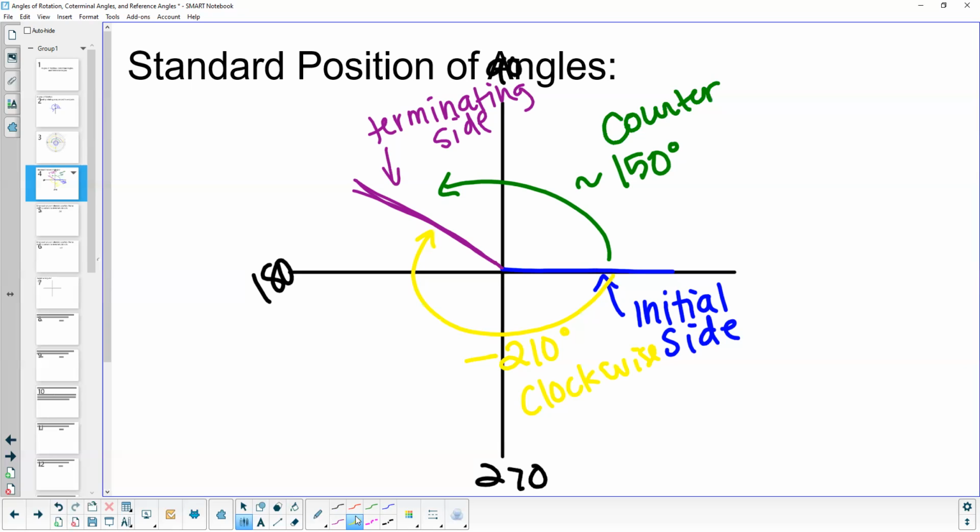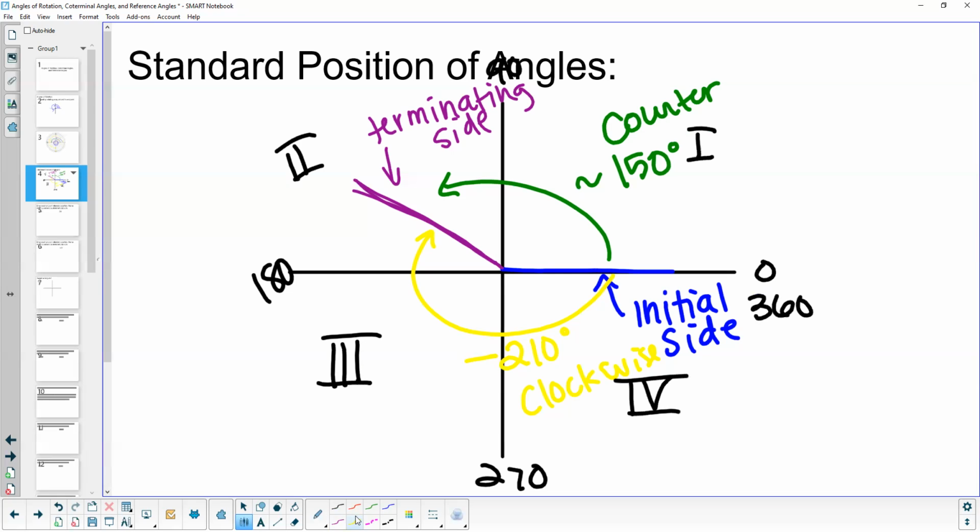Now, the very last thing we care about is, just like in a regular coordinate grid, when we have these positions of angles, we can determine which quadrant they end up in. So this first quadrant here, between 0 and 90, is considered quadrant 1. Between 90 and 180 is quadrant 2. 180 to 270 is quadrant 3. And 270 to 360, if we were to go all the way back around, is quadrant 4. Okay, so we can use this idea of the standard positions to figure out where our angles are.